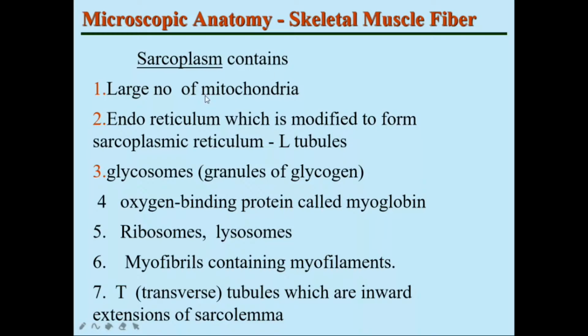So there are L tubules, that is the sarcoplasmic tubules, and there are T tubules or the transverse tubules, and together these two structures form what is called the sarcotubular system. The sarcotubular system is essential for spread of excitation into the interior of the muscle fiber.